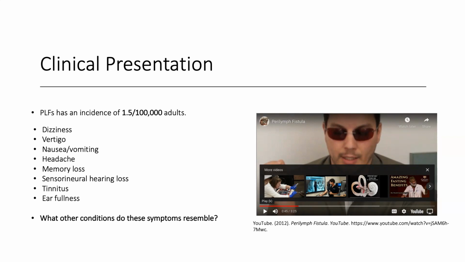And below, I ask, what other conditions do these symptoms resemble? If you think about it a little bit, you might remember a condition known as Meniere's disease. A lot of these symptoms overlap, but the main difference is that perilymphatic fistula typically presents after some traumatic event. Other conditions could be a tumor or vestibular migraines, but in the next slide, we will go over the diagnostic measures to ensure an accurate diagnosis.